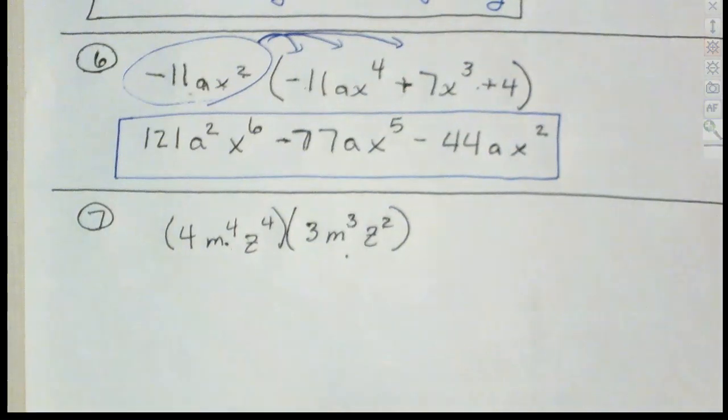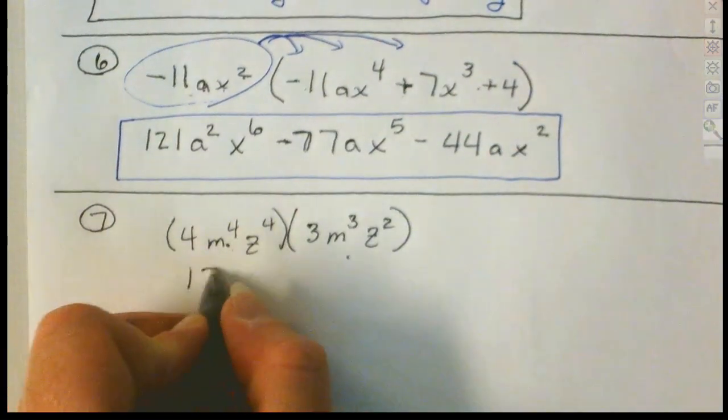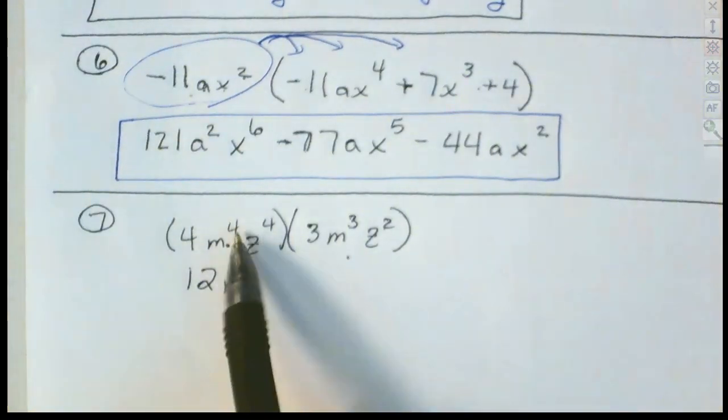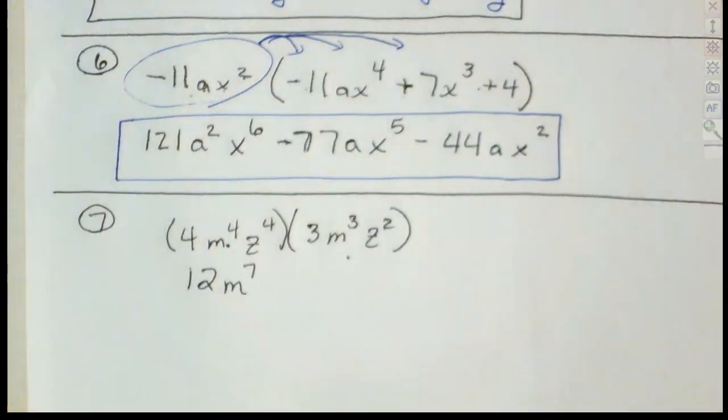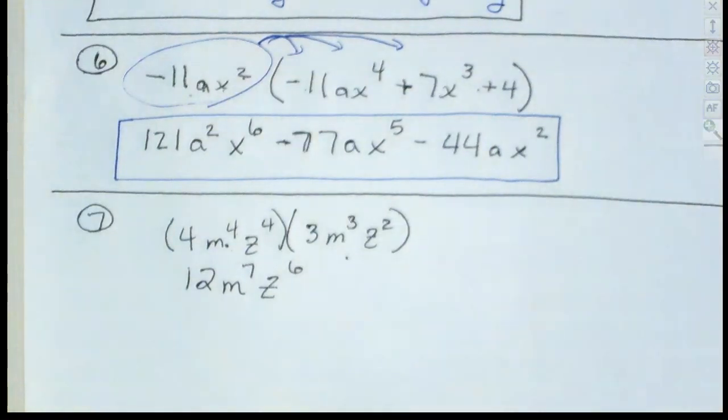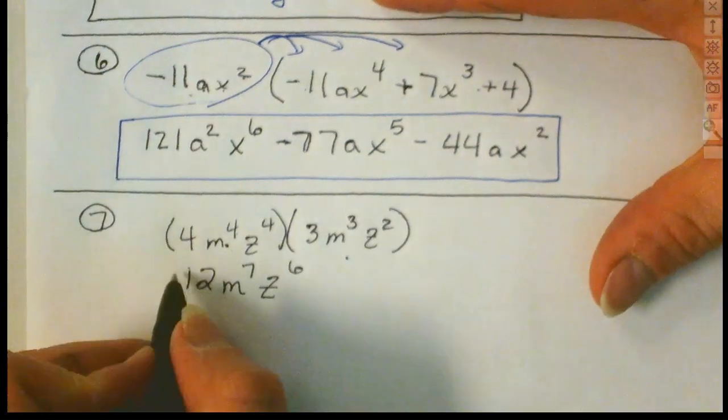So they multiply together. So 4 times 3 is 12. M, we're going to add the exponents. We have 4 and 3 more makes it 7. Z's, we have 4 and 2 more makes it 6. So my final answer would then be 12m to the 7th, z to the 6th power. And that's it.